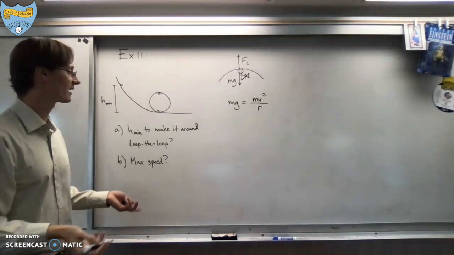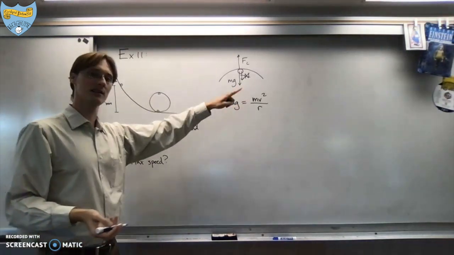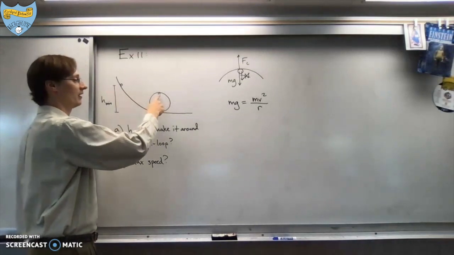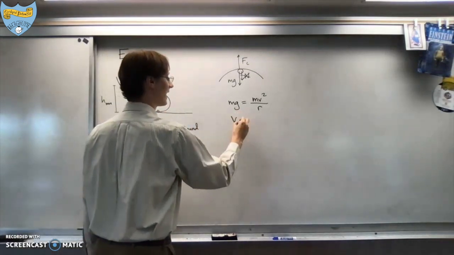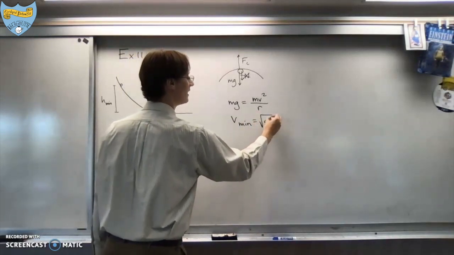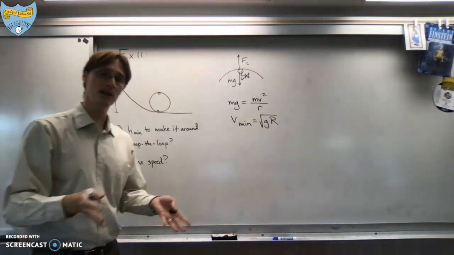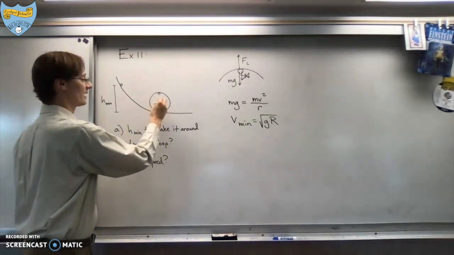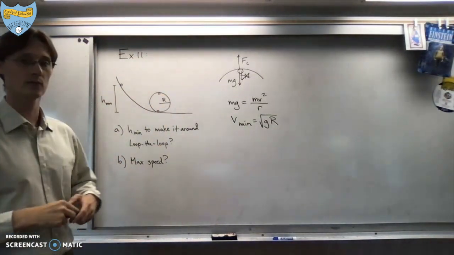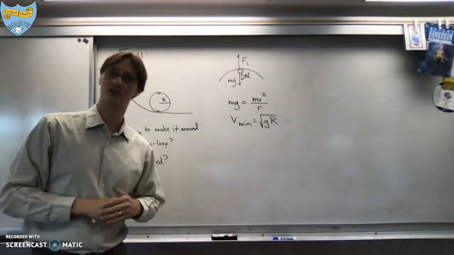And now, why do we need this? Well, what this is going to tell us is the minimum speed that it would have to have at the top of the track. And that minimum speed turns out to be the square root of g times big R, because big R is labeled as the radius of the track. Okay, fine. That's not the answer to the question.